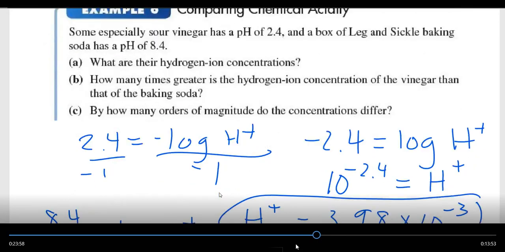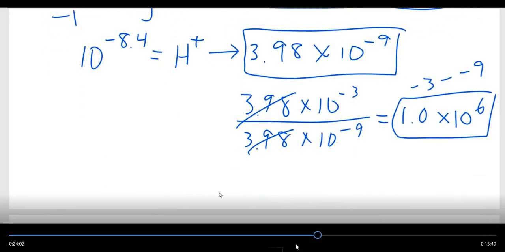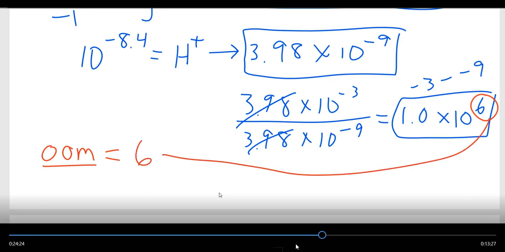How many orders of magnitude do the concentrations differ? Well, remember, the orders of magnitude would be 6. Orders of magnitude. Yes, in this case it would be 6.